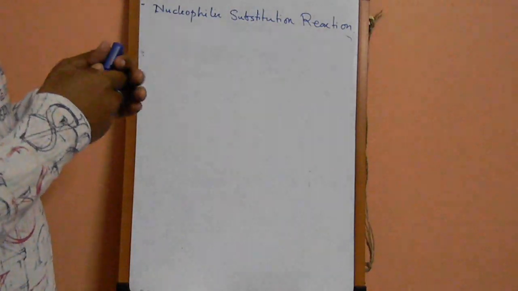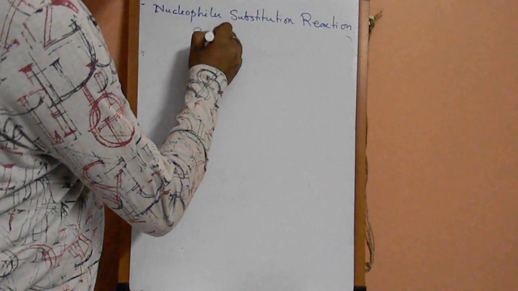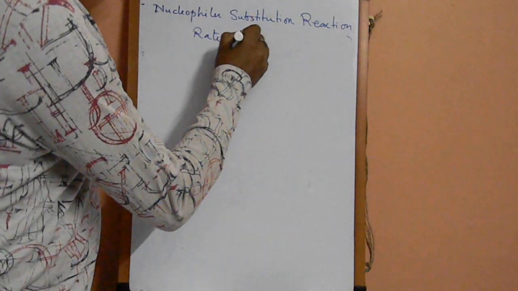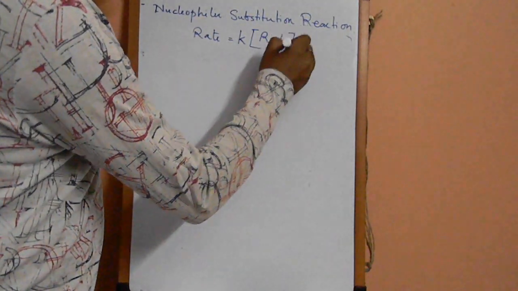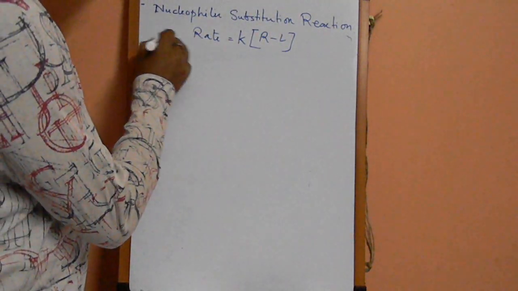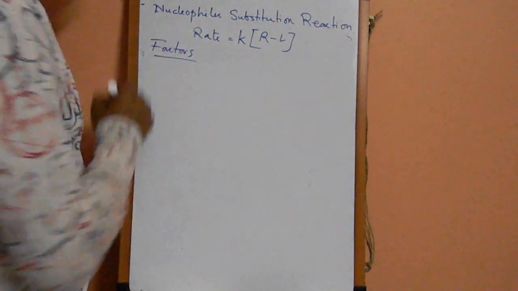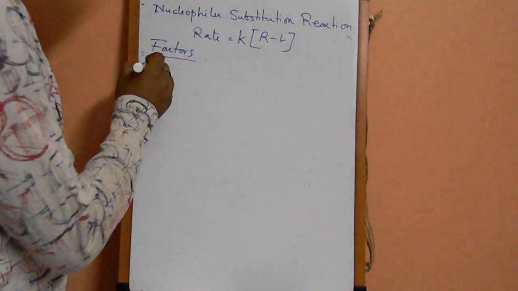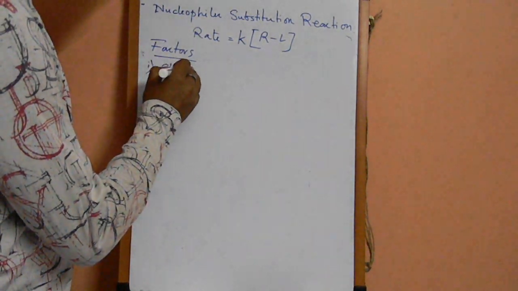As you have seen, the rate is the rate constant times the substrate concentration. So the structure of the substrate is very important. So we'll talk about the factors affecting the SN1 reaction. We'll start first with the structure of the substrate.